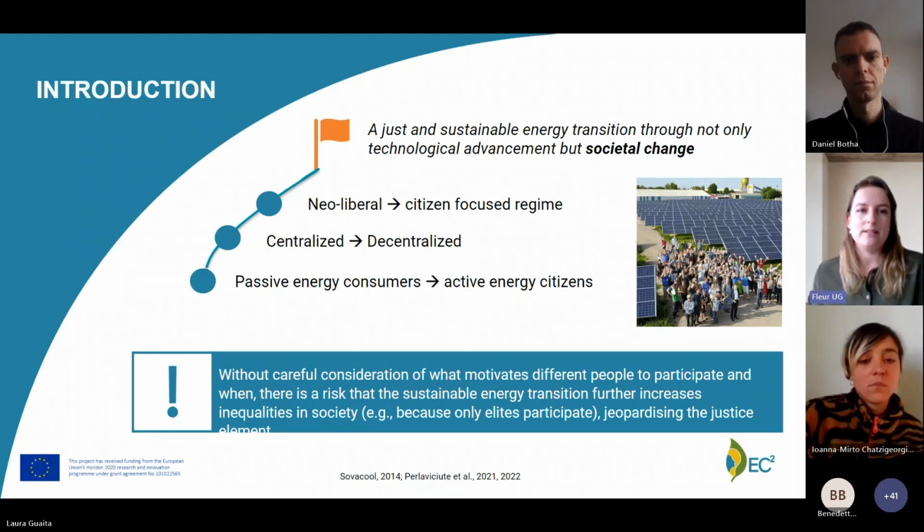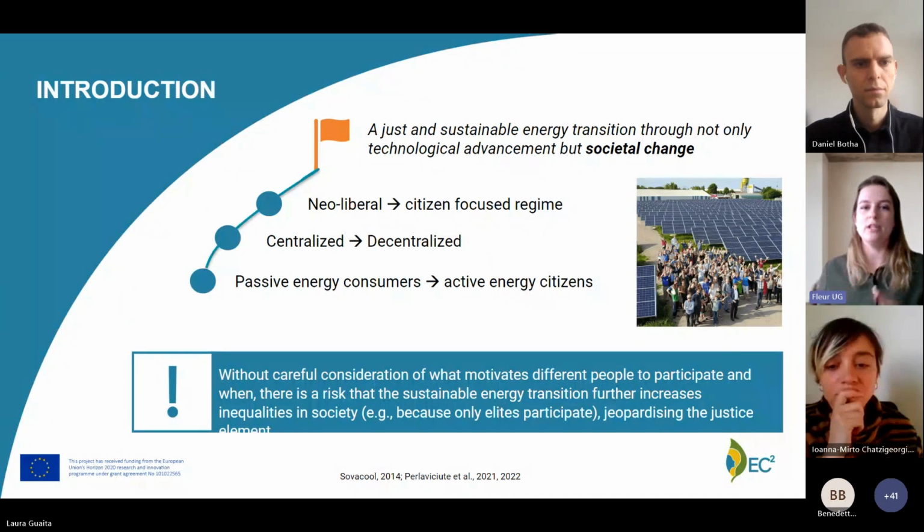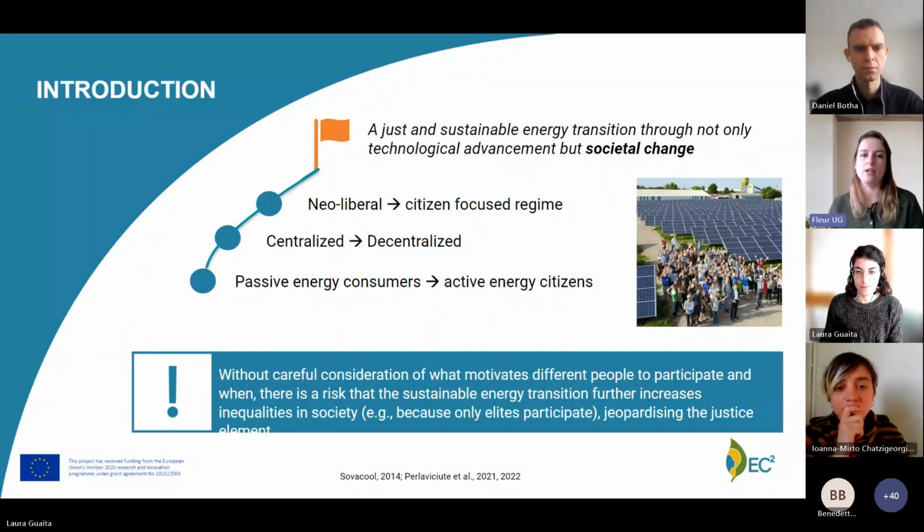Daniel already tapped into this trend of a regime shift from a neoliberal to a citizen-focused regime, from a centralized to a decentralized regime, and as a result, the idea that passive energy consumers transform into active energy citizens. But for this, we do not only need technological advancement, but also societal change, right? Without careful consideration of what actually motivates people, and people with different backgrounds, to participate in the energy transition, there's not only the risk that the energy transition is hampered, but also that we jeopardize the justice element of the energy transition.